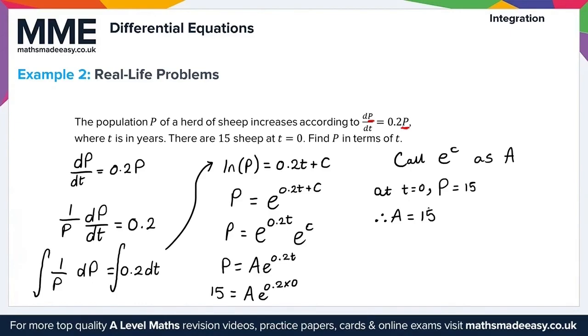And now if we go back to our original equation here, for p equals a e to the 0.2t, then we can write p. So therefore p is simply equal to 15e to the 0.2t there. Okay, what we've done there is we found p in terms of t there. Okay, so that gives us the solution to example 2 there.